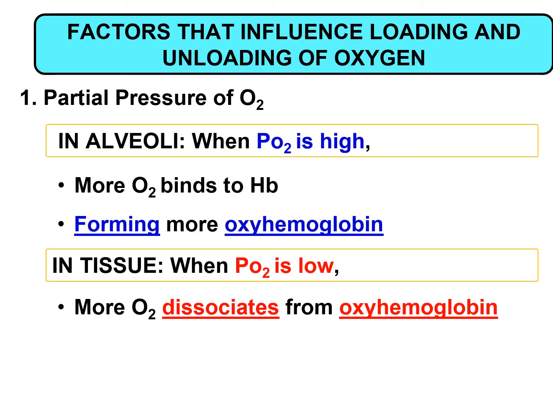Factors that influence loading and unloading. What is the indicator that tells the hemoglobin to release the oxygen, to unload the oxygen? First, the partial pressure of oxygen.